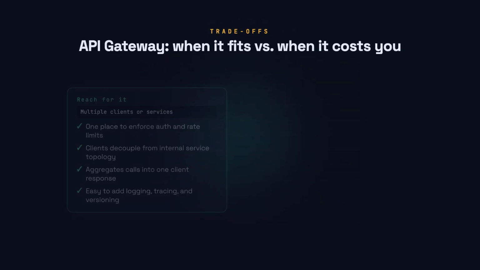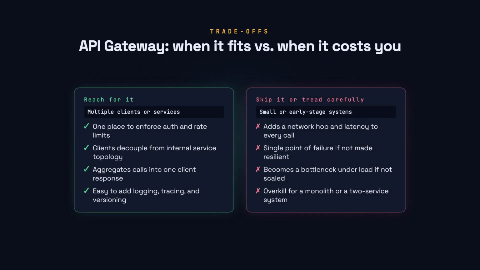The gateway is a powerful pattern, but it carries real costs. On the benefit side, you get a single enforcement point for security and policy, clean decoupling between clients and services, and a natural place to add observability. On the cost side, every request now travels through one extra component. If that component is slow, every client feels it. If it crashes and you have no redundancy, your entire system goes down.